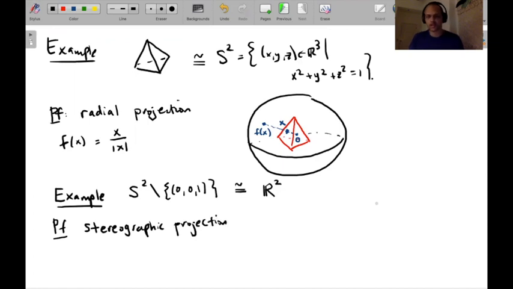Which maybe you've seen if you've taken complex analysis, or maybe you've seen some other place. So let me tell you how this works. So I'm going to define a map from the two-sphere. I'm going to define a map like this, F. So here's the two-sphere, and here's the North Pole.